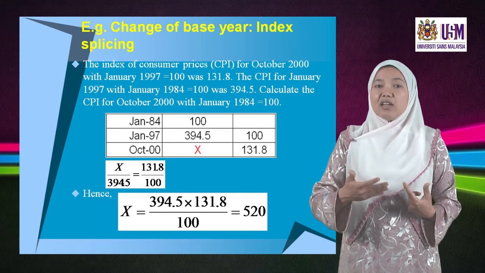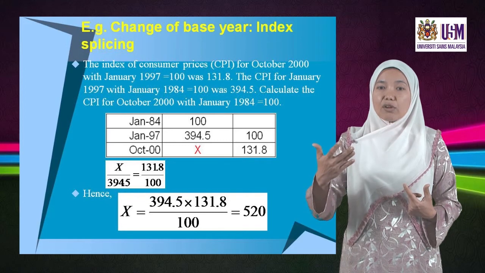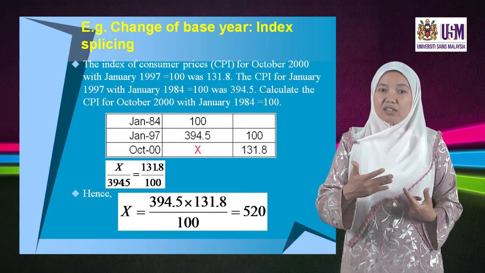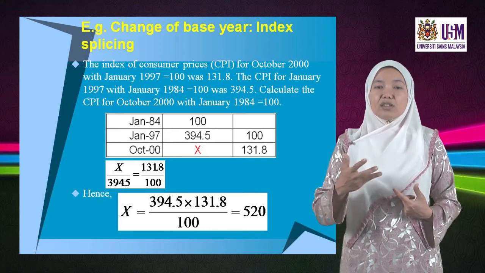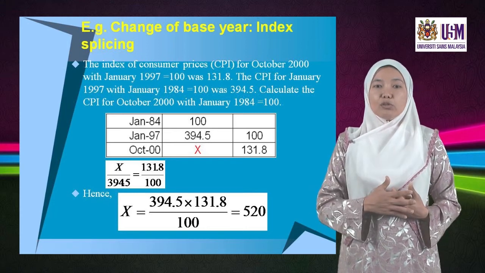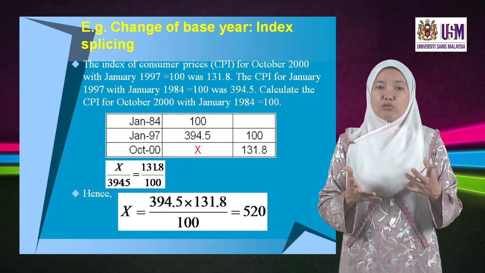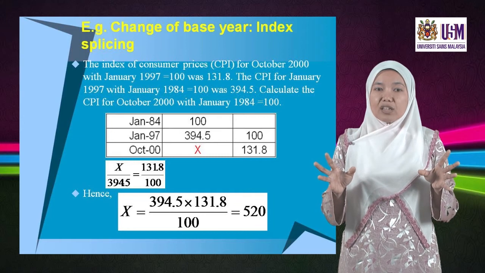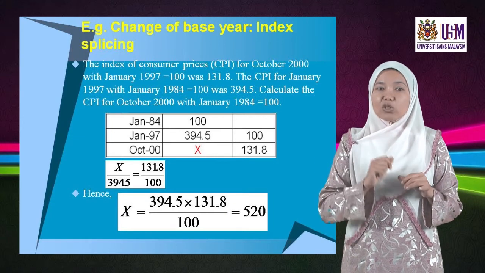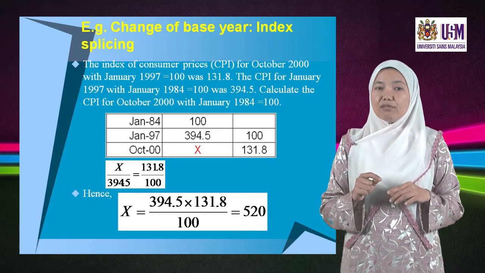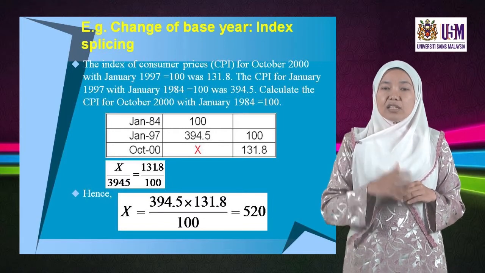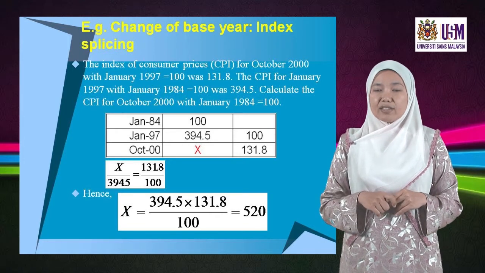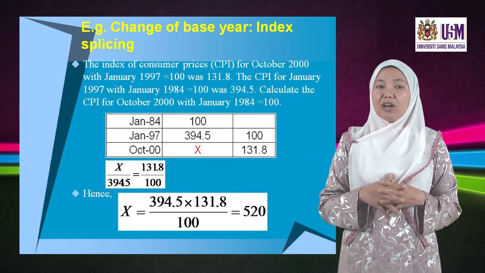So that means the same ratio of increase from 100 to 131.8 should be followed from January 1997, 394.5, to October 2000, whatever the amount that we are looking for. Given that the ratio is the same for this figure, if you take X over 394.5, that is the increase in the middle column, it should be the same as the increase in the right-hand side column, 131.8 over 100.